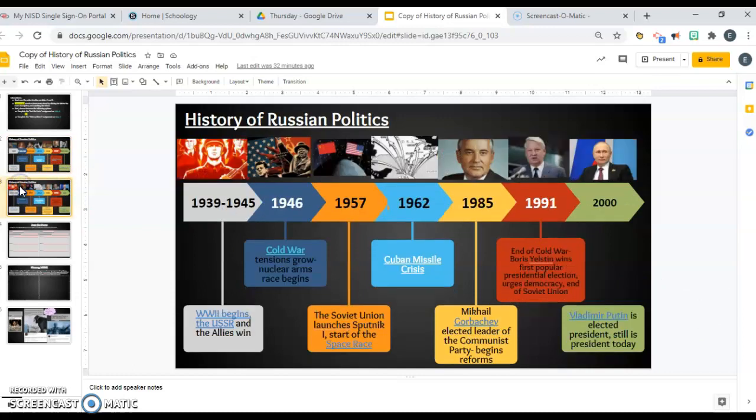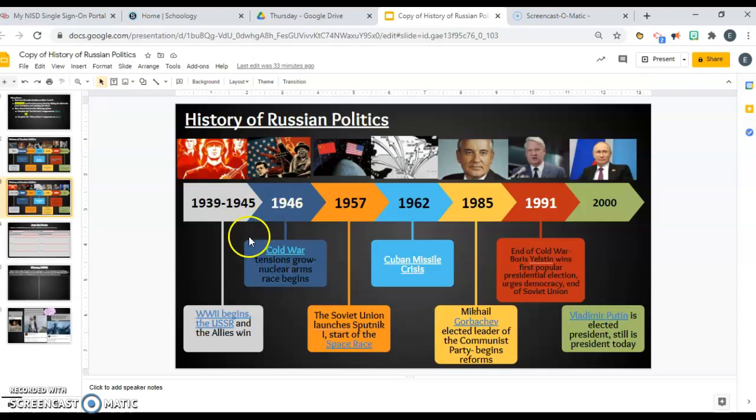So that brings us to our next part, which is 1939 and 1945, which is World War II begins. What you'll learn here is that Russia, or the Soviet Union, gets into World War II because of an attack by Germany. In 1939, they'd actually had an agreement that they wouldn't attack each other, but in 1941, Hitler changes his mind and attacks the Soviet Union, therefore bringing them into the war.